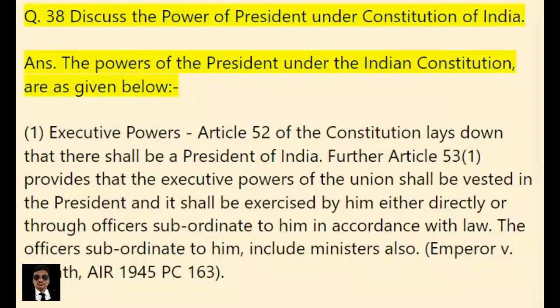Discuss the powers of the President under the Constitution of India. Ans. The powers of the President under the Indian Constitution are as given below.